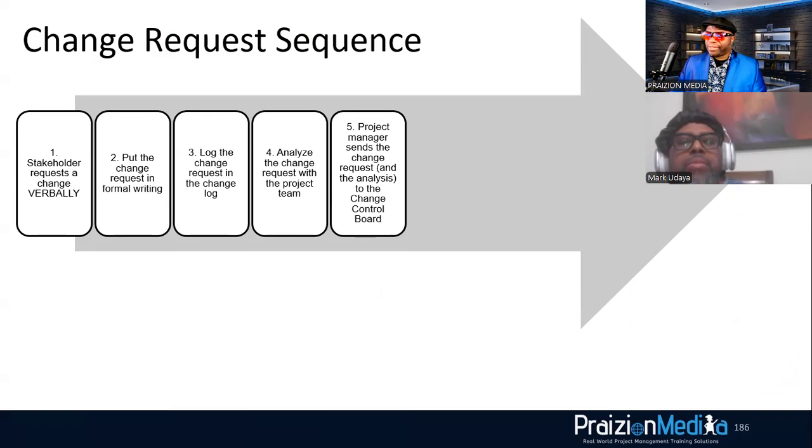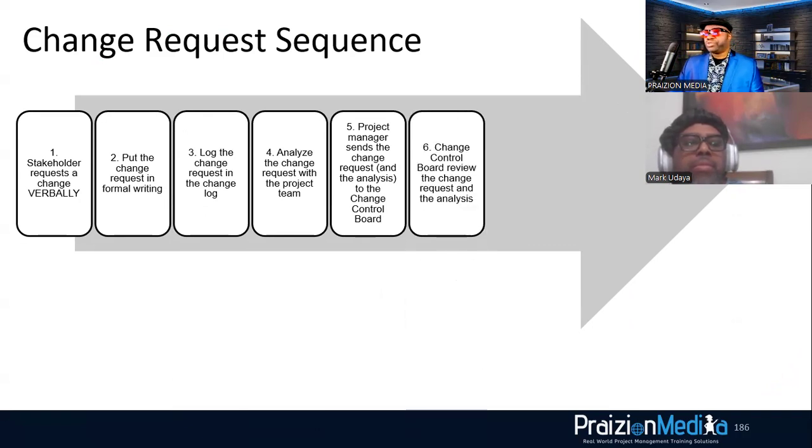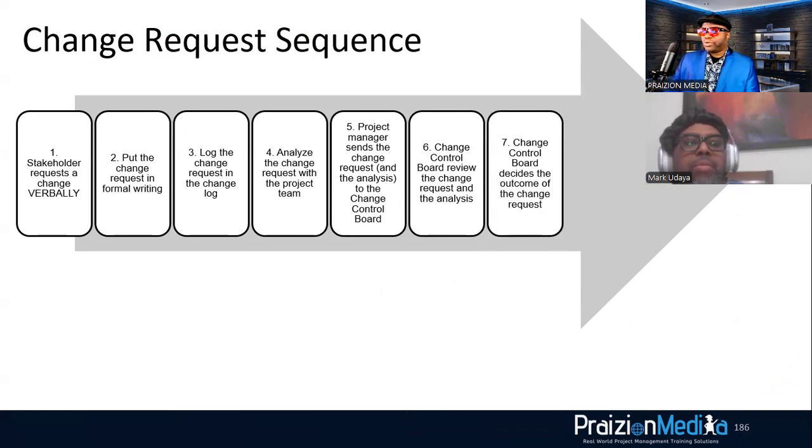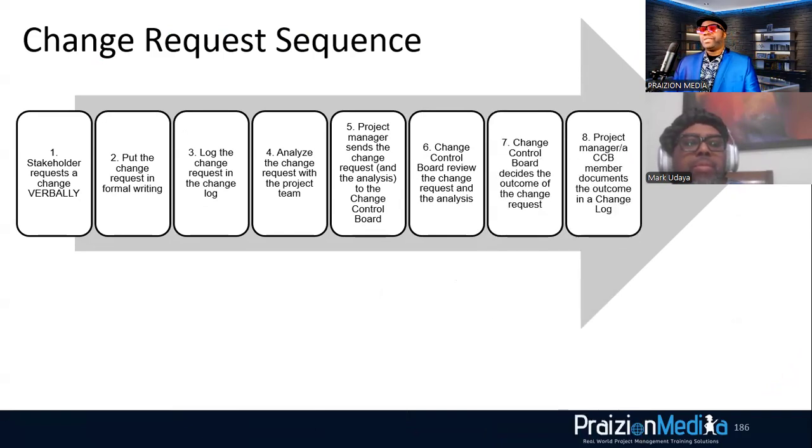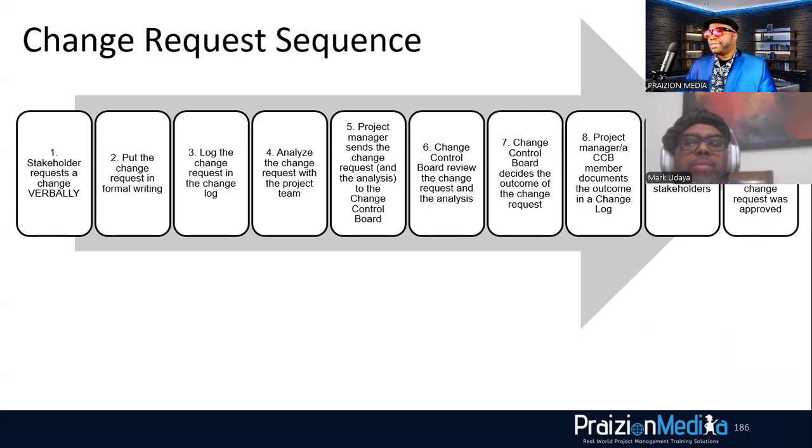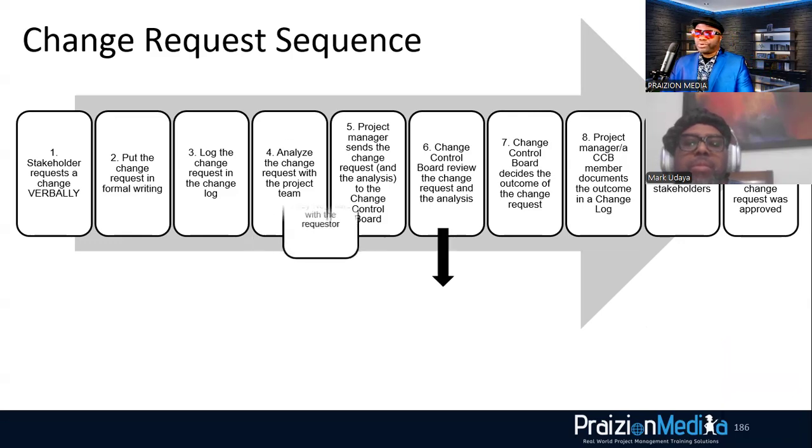And they want you to take that recommendation and bring it into a bigger meeting with the change control board if there is one. The change control board will analyze it and they'll decide the outcome, and then they'll document the outcome back into that same change log, and the change log will be shared, and the project manager and the team will carry out that change request if the change request was approved.